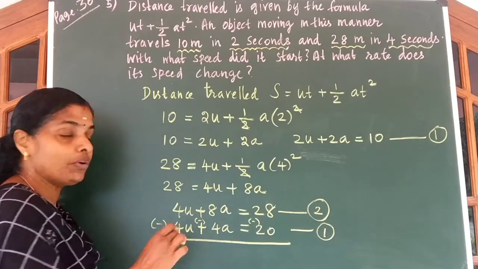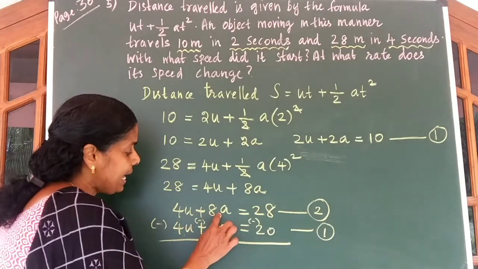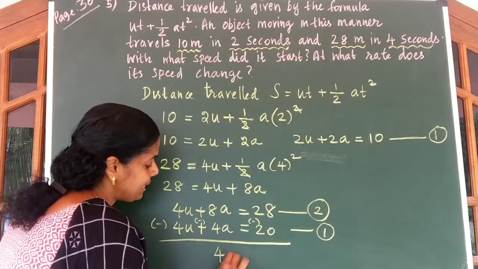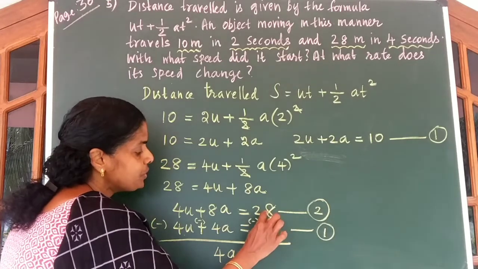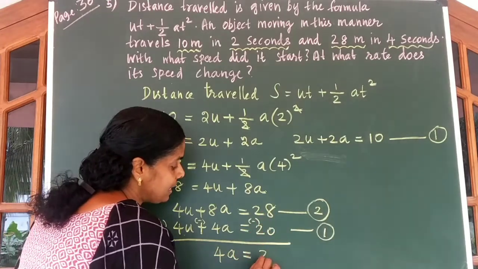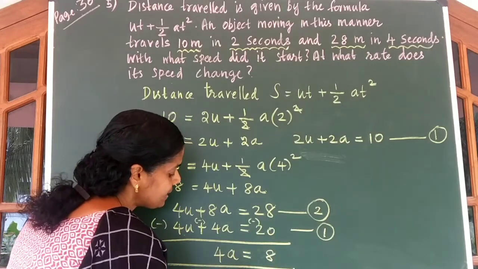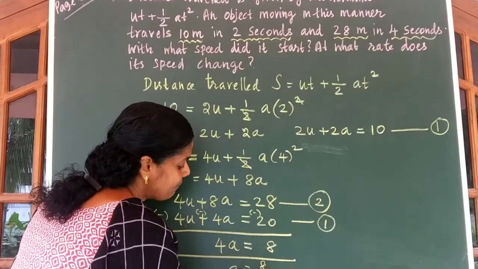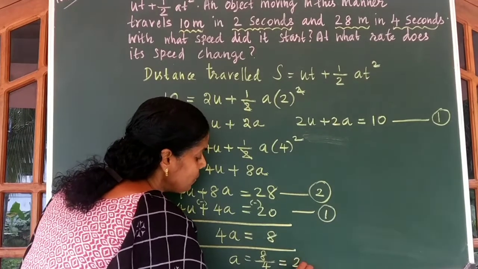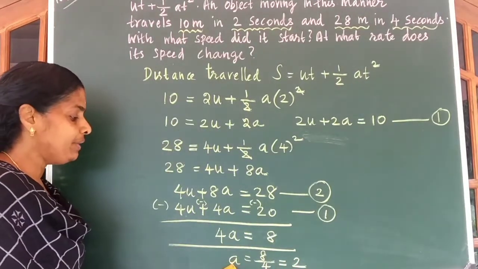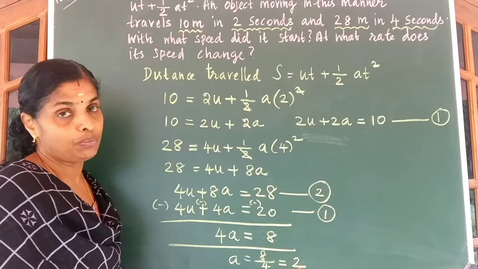Now let us subtract the first equation from the second equation. 4u minus 4u, 0. 8a minus 4a gives you 4a. 28 minus 20 gives you 8. So you got a is equal to 8 by 4, that is equal to 2. So we got the value of a is equal to 2.